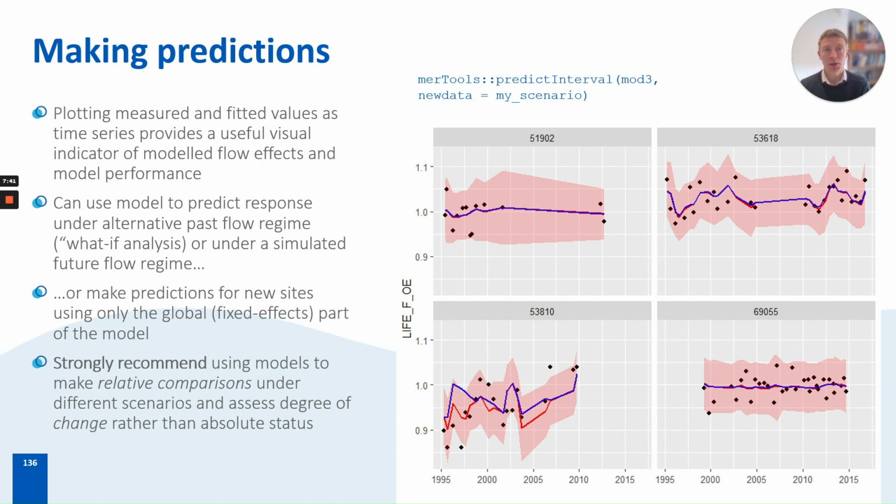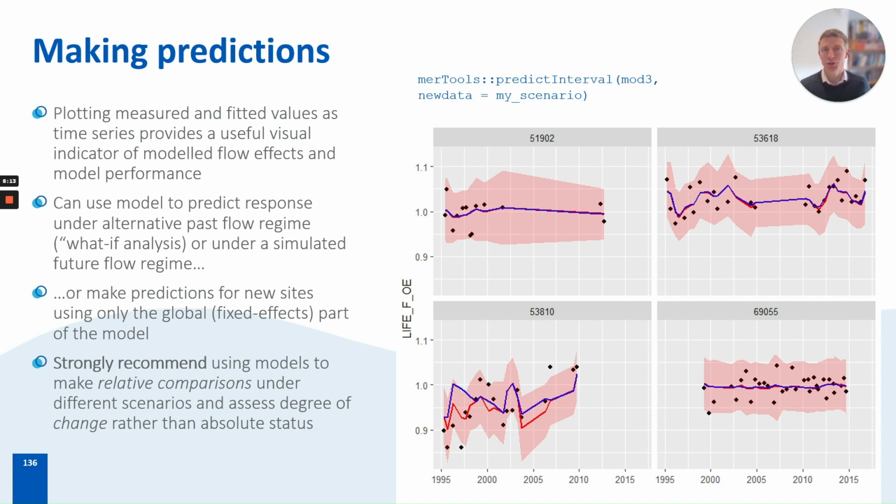Whereas if we want to make accurate predictions of absolute status, that relies on the model not only being able to describe the effects of flow, but also being able to describe the effects of other pressures acting on the system, such as water quality or habitat degradation. And whilst that might be possible, that's a more ambitious goal of this kind of modelling exercise. And a safer course of action is to try and focus purely on isolating the effects of flow.